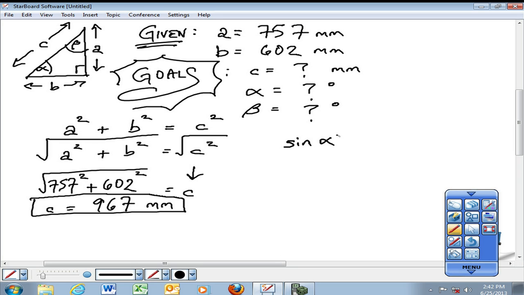We just did this example, but without numbers before. So let's see if you can remember this one. If you've got alpha here, and you do the sine of alpha, opposite divided by adjacent, opposite, of course, 757 divided by adjacent.